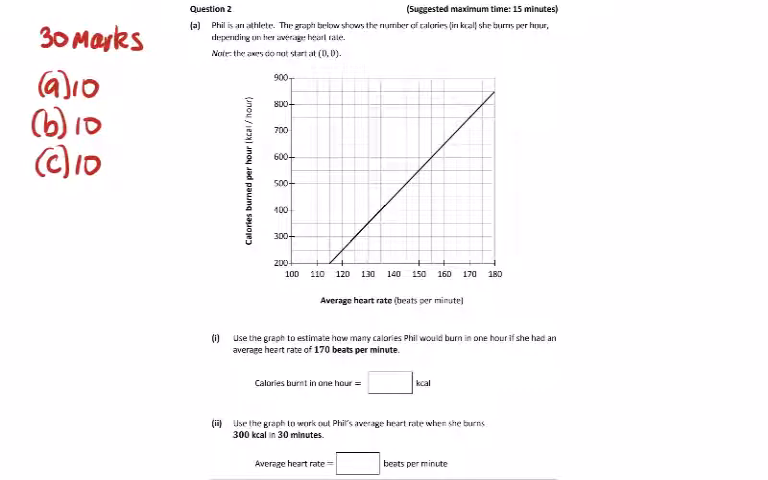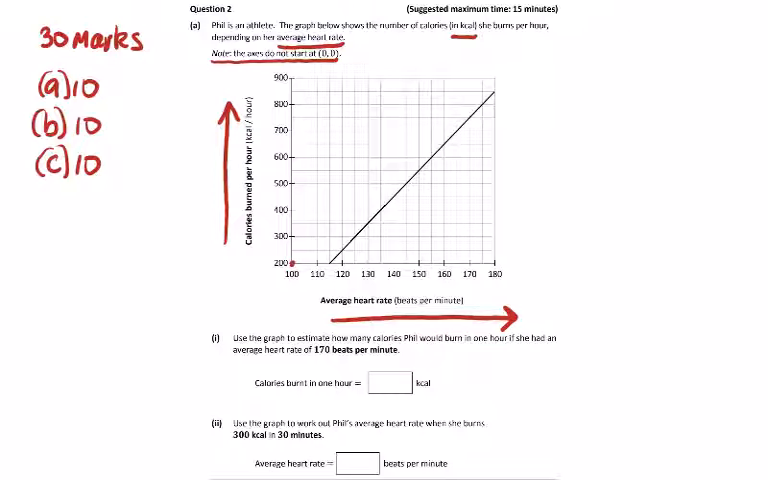Question 2, Phil is an athlete. The graph below shows the number of calories in kcal, kilocalories, she burns per hour depending on her heart rate. You all know that calories burned will go up as heart rate increases. Think of exercise or running for a bus a little bit too fast. And you're told here, note the axes do not start at 0, 0. So we just go down here and have a look. It starts at 100 and 200.